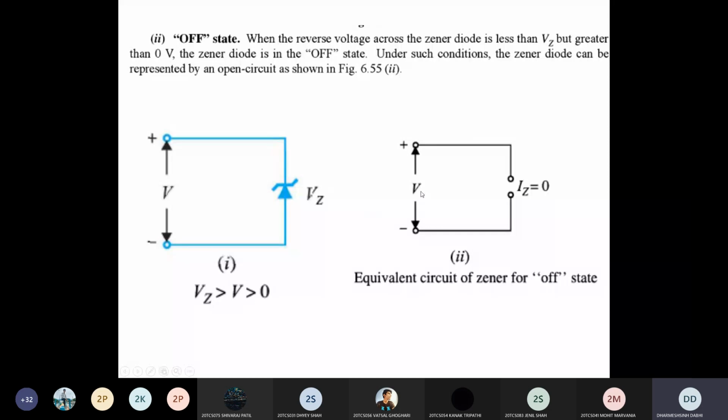So in that condition, your Zener diode is represented by this open circuit, and in this condition the Zener current is zero, because your Zener diode has not reached breakdown, so no current is flowing. So the current flowing through the Zener diode is zero. This happens only when the supply voltage is more than zero volts but less than the Zener voltage. This condition is called the off state of the Zener diode, and in this condition the Zener diode is represented by an open circuit. So this is the equivalent circuit of the Zener diode in the off state.